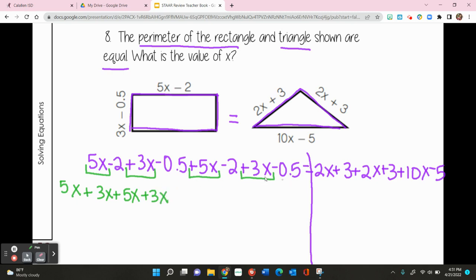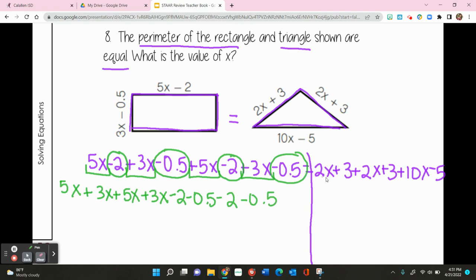Now, I no longer have any more x's on the left side, so now we're going to move over to our constants. So on my constants, I have -2, and whenever you're regrouping, make sure you're taking the sign that's in front of the number. Then I have minus 0.5, then -2, and then minus 0.5.